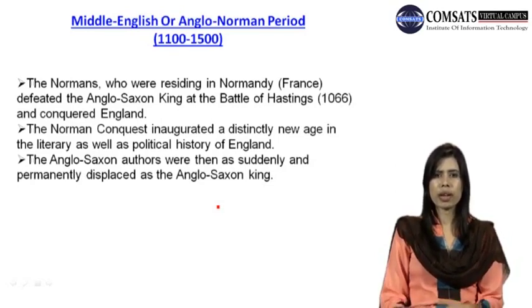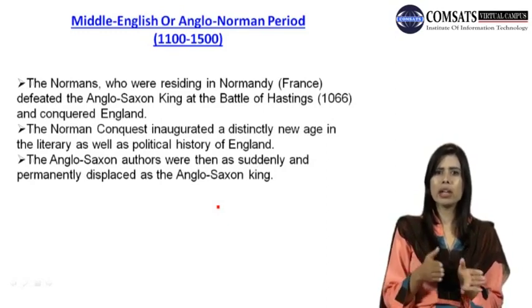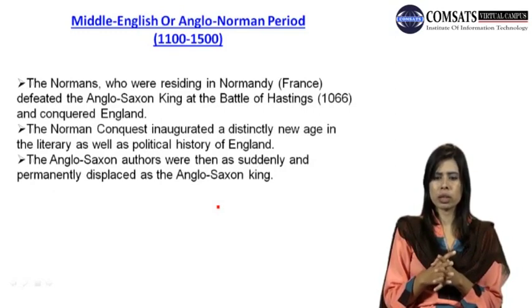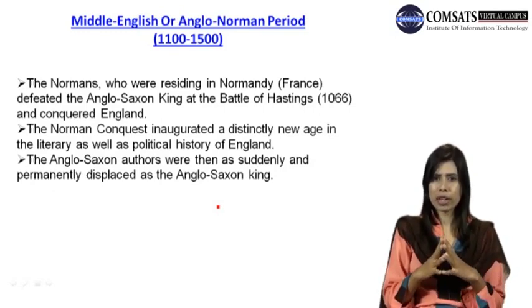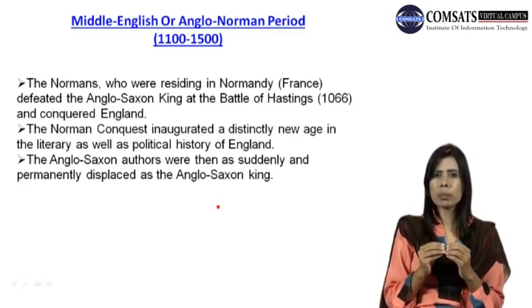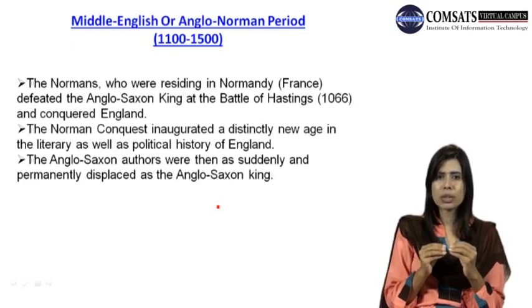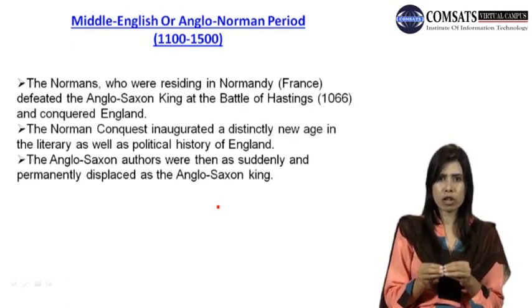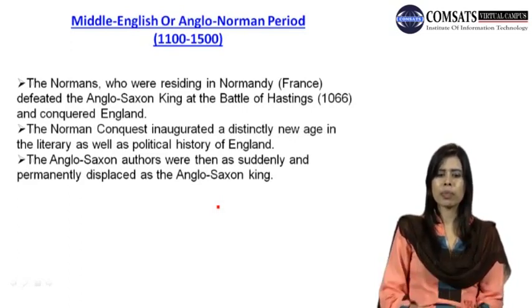The Normans, who were residing in Normandy in France, defeated the Anglo-Saxon king at the Battle of Hastings. So here you can see there is a sudden shift from the Anglo-Saxon period to the Anglo-Norman period. My dear students, you have to keep in mind that the Normans defeated the Anglo-Saxon king in the Battle of Hastings and they conquered England.